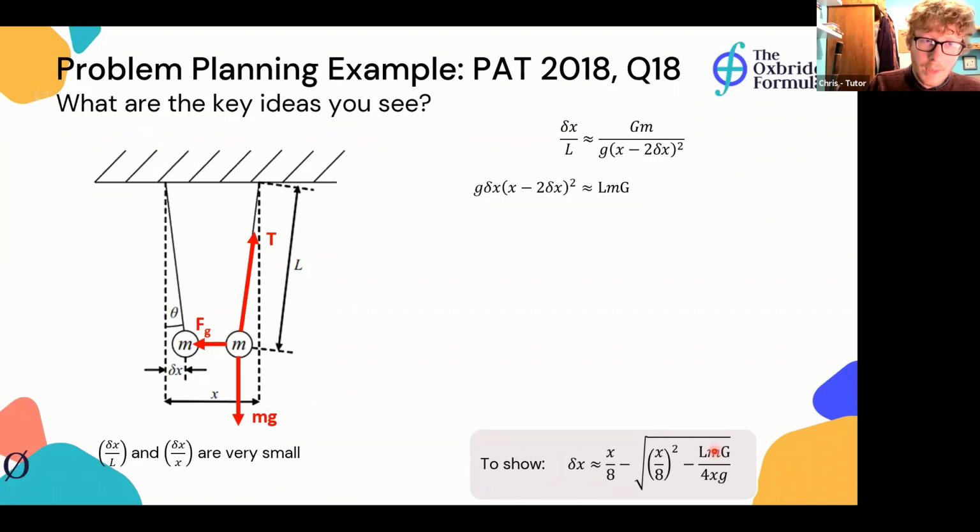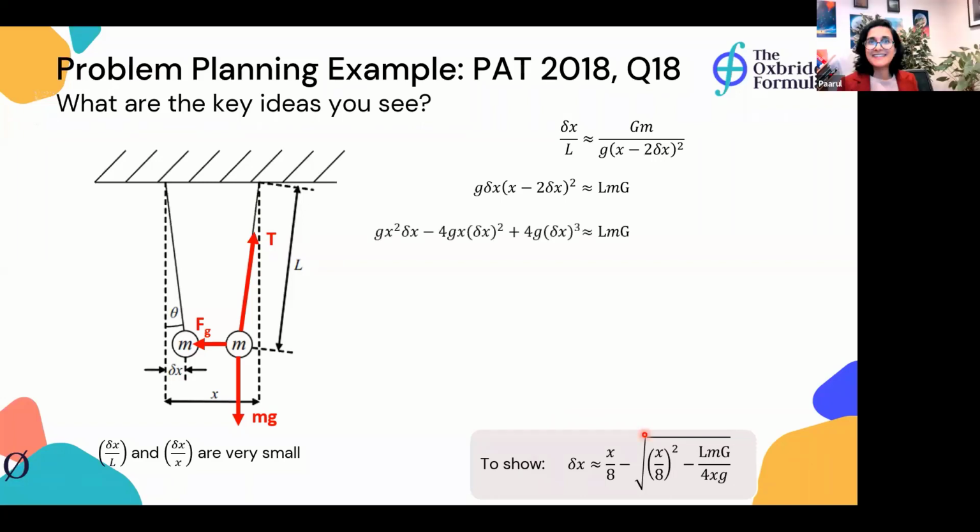And okay, we're aiming to make delta x the subject. So let's just multiply out the left-hand side, so it's all in delta x's. And if we do that, then, oh, sorry, yeah. Our first term is this gx squared times delta x. And then we've got a minus 4gx times delta x squared. And then we've got a plus 4g delta x cubed, because we had this delta x outside the bracket, and then we had a delta x inside, which was squared. So we get a delta x cubed term. And that initially looks like an issue, because we said we wanted to get a quadratic, and we got a cubic.